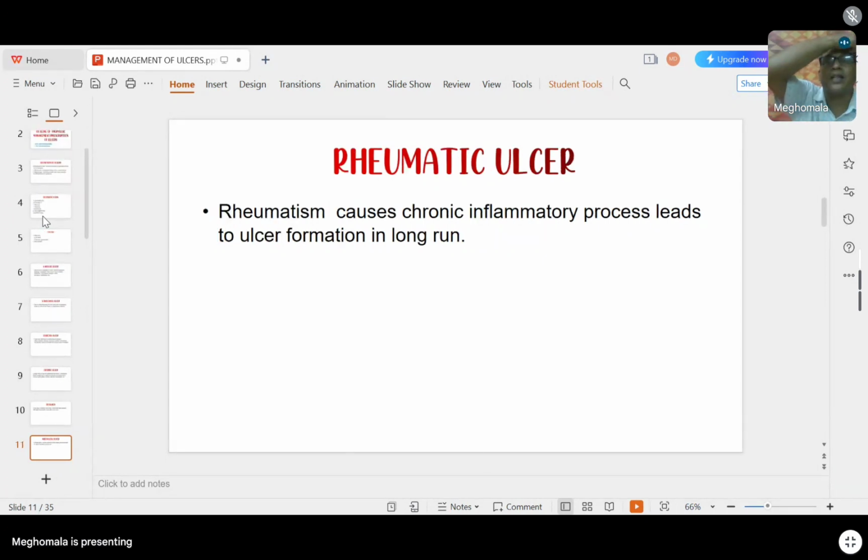Then rheumatic ulcer. Rheumatism causes a chronic inflammatory process for a long time and leads to ulcer formation in the long run.